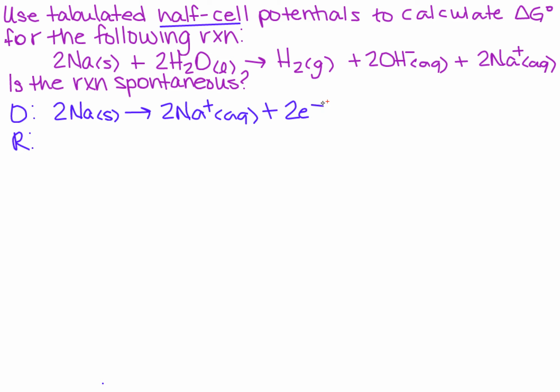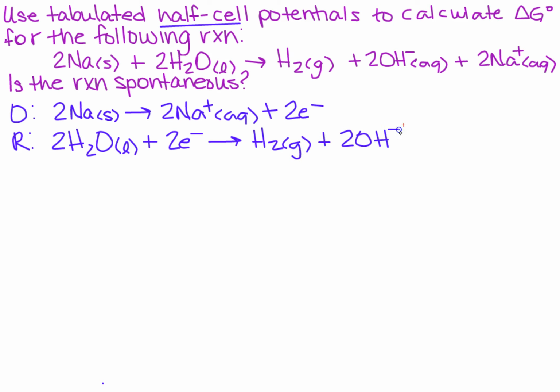For the reduction, I need to look at the water because it's the only thing that I haven't used. It just so happens it is the more positive side. So I'm going to go ahead and add my electrons on the left. That's going to go to hydrogen gas plus hydroxide ions. So now what am I going to do?